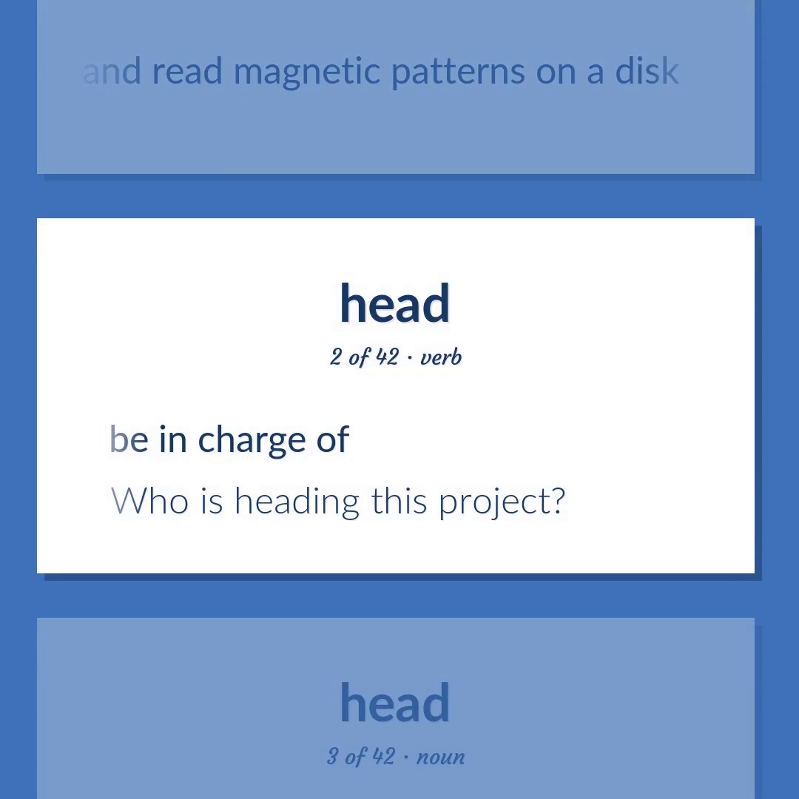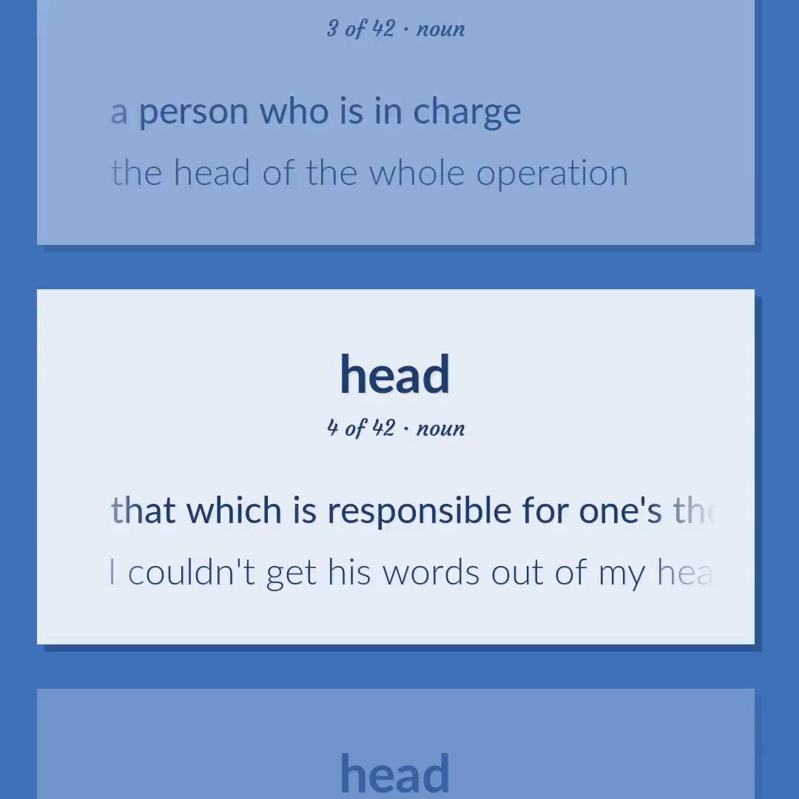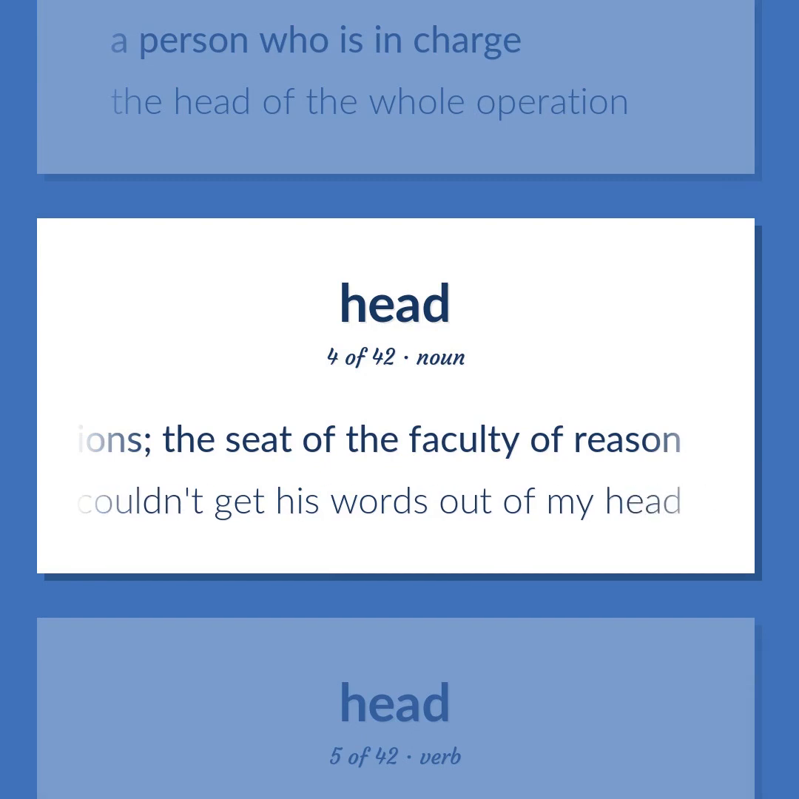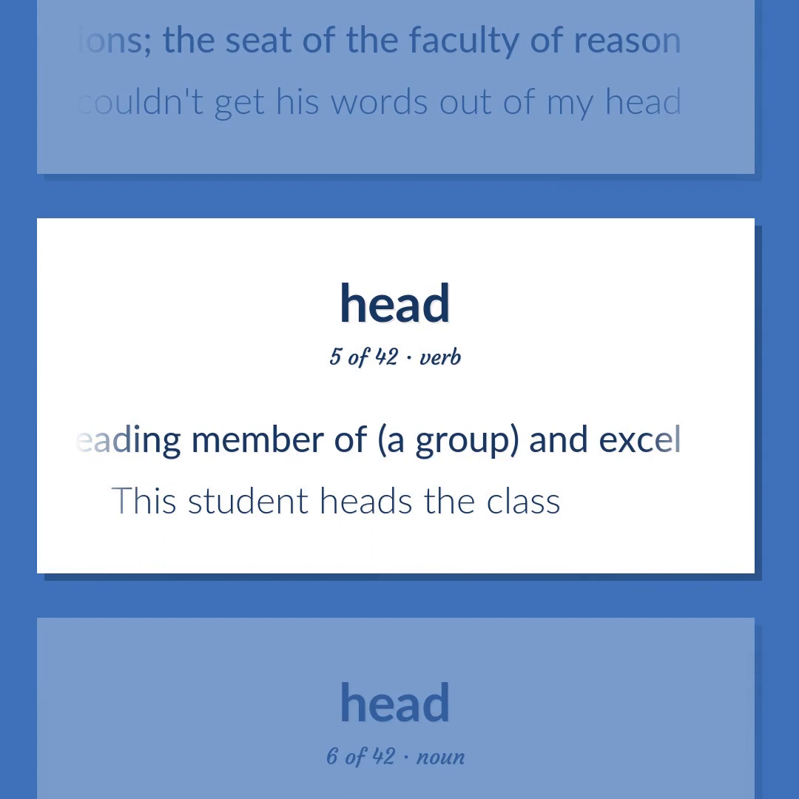Be in charge of. Who is heading this project? A person who is in charge. The head of the whole operation. That which is responsible for one's thoughts, feelings, and conscious brain functions, the seat of the faculty of reason. I couldn't get his words out of my head. Be the first or leading member of a group and excel. This student heads the class.